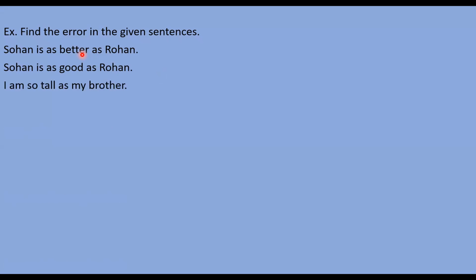Second sentence, I am so tall as my brother. I am so tall as my brother. What's the mistake in this sentence? Raise your hand, dear student. Don't fear to give the wrong answer. If your answer is wrong, that's okay. That's fine, because we are not perfect. We are learners. We are learning something. So don't fear regarding this. Be fearless and try to give the answer.